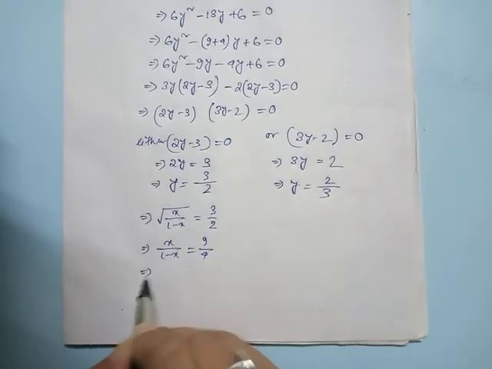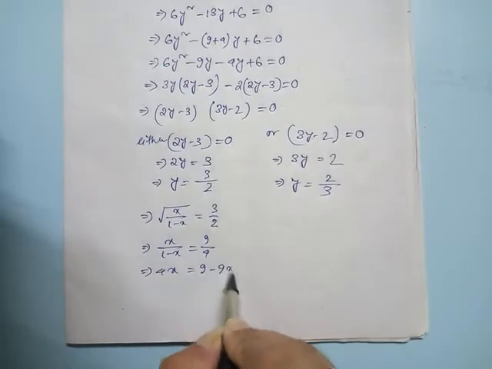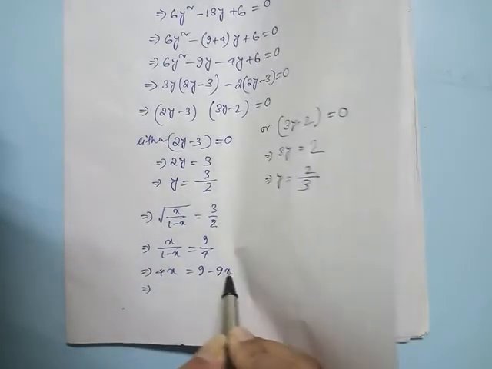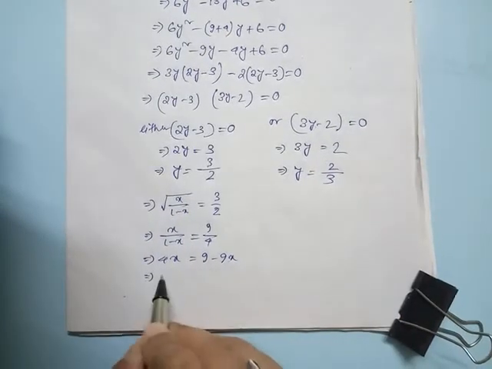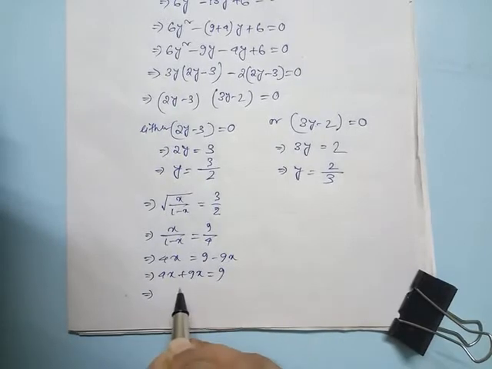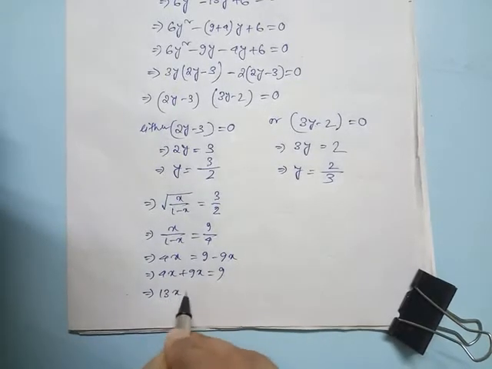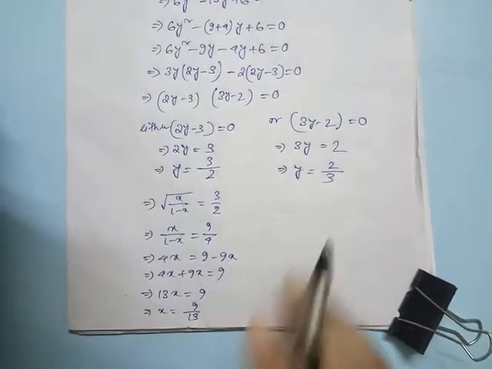Now go for cross multiplication. There would be 4x equal to 9 minus 9x. After that, take 9x to this side, then 4x plus 9x equal to 9. So 9 plus 4 how much? 13. 13x is equal to 9. Then x is equal to 9 by 13. This is one answer of x.